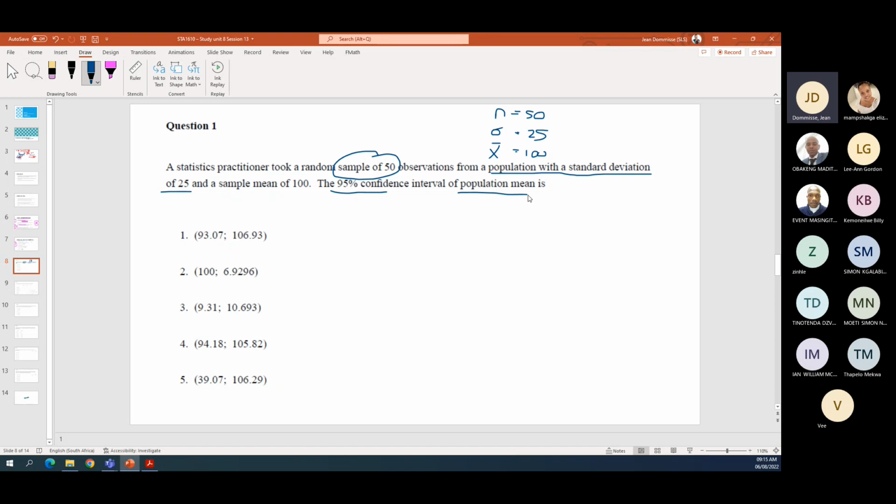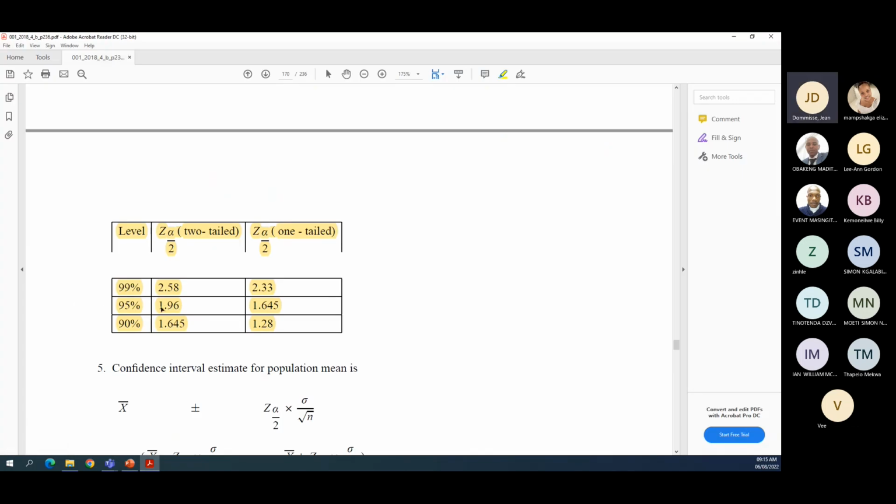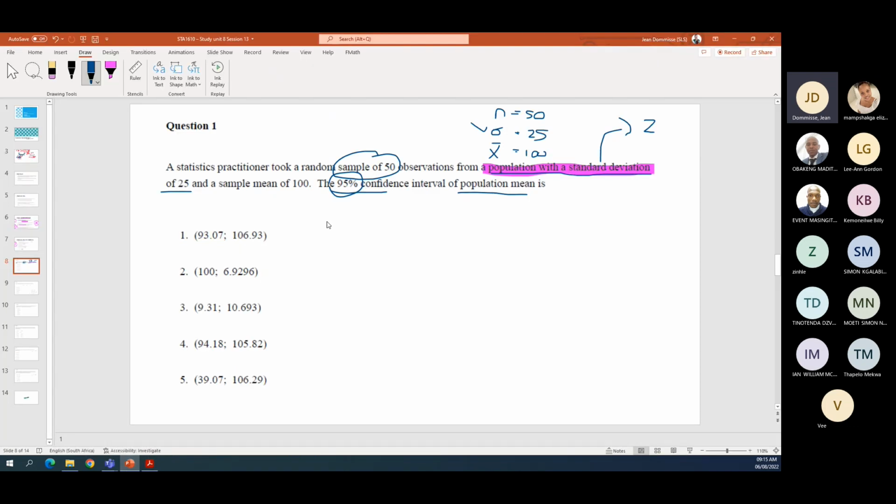So they tell us here, population with standard deviation. If we have that, we know that the population standard deviation is known. If that is known, we use the Z. So for this one, we use the Z. 95% confidence interval, 1.96. We don't need to go and work out anything. We know that for 95, because the standard deviation is known, it is 1.96.